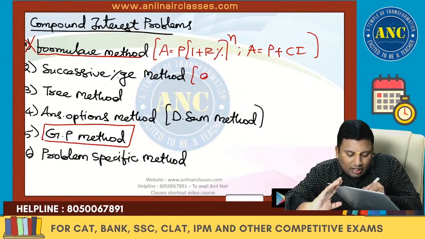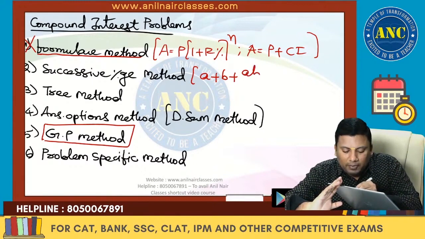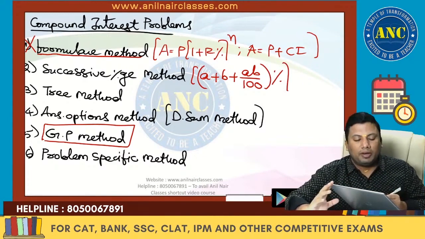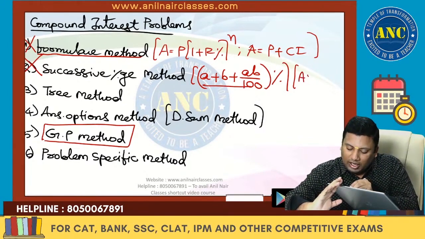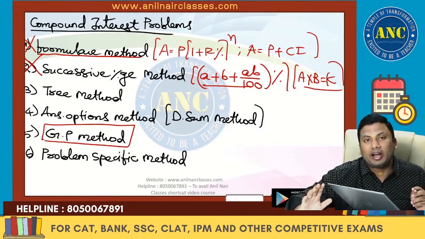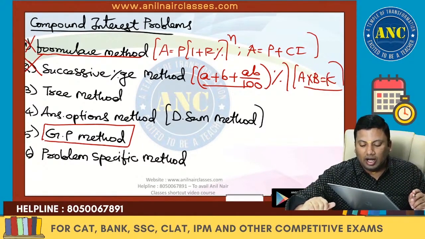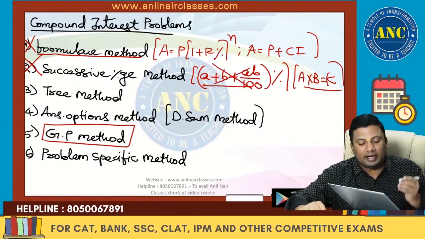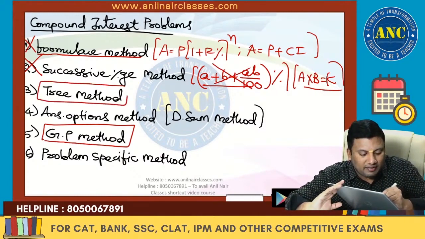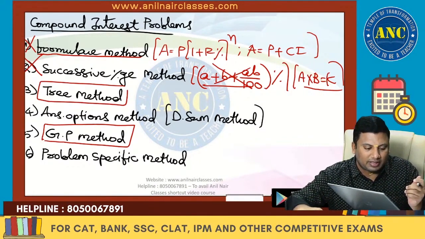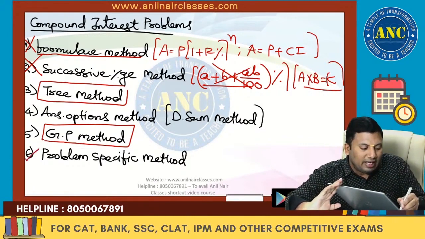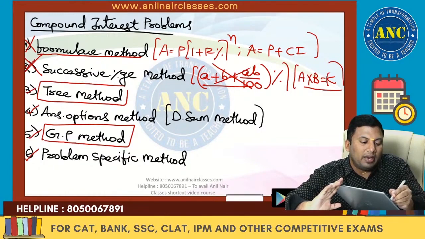Next is the successive percentage method, A plus B plus AB by 100 percentage method. A good number of people are using this method, and this is also an outdated method, right? What is the concept we are using instead? Product of two parameters is constant. Go back and see session number 2. You will understand how this formulae method can be eliminated. Next is the tree method. Yesterday we discussed it. Then the answer options method, GP method, and problem specific method. These are the 6 various methods to solve compound interest based problems.